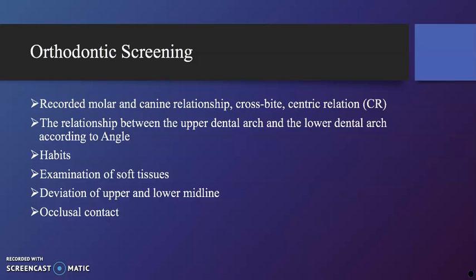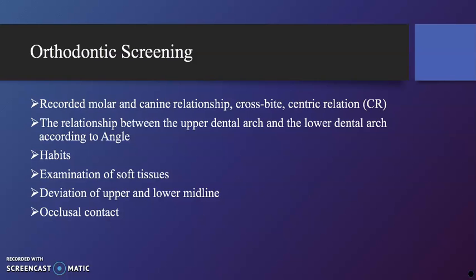The orthodontic screening began with recording the molar and canine relationship, crossbite, and centric relation. The crossbite is when, as we discussed before, the top back teeth bite down inside the bottom back teeth, and it occurs when the top teeth or jaw are narrower than the bottom teeth. It can happen on one or both sides of the mouth.